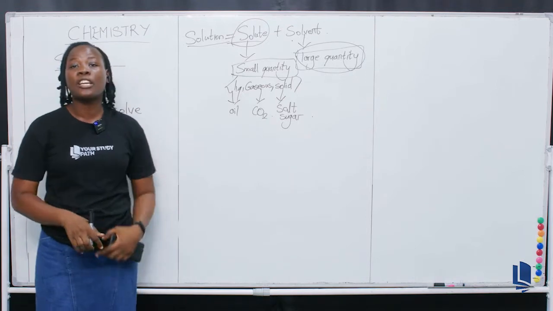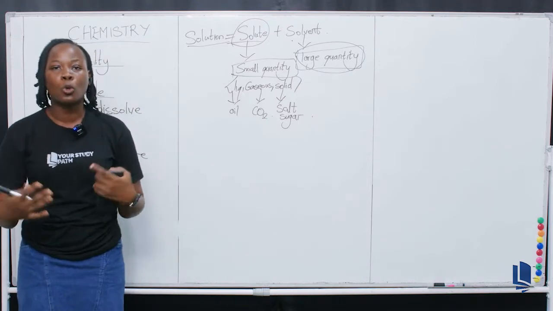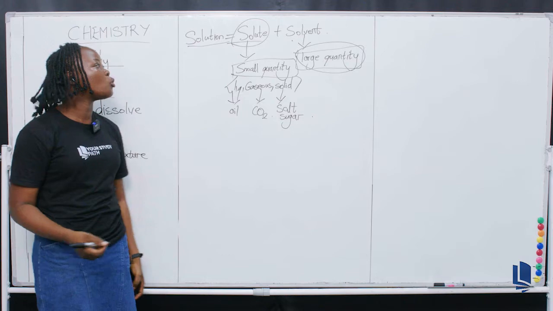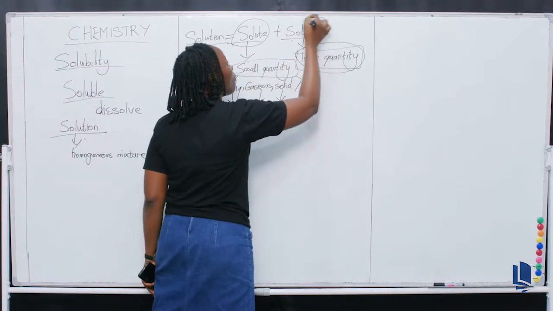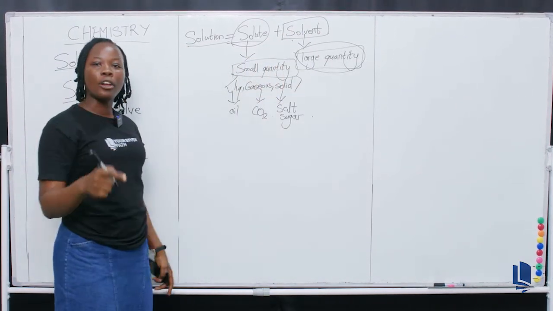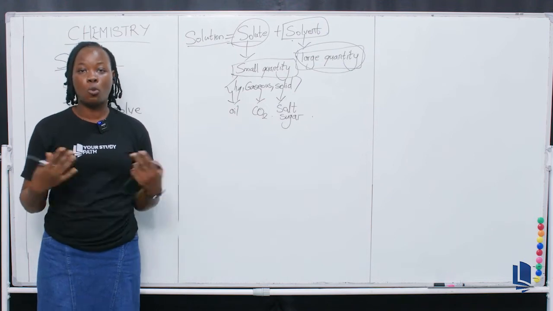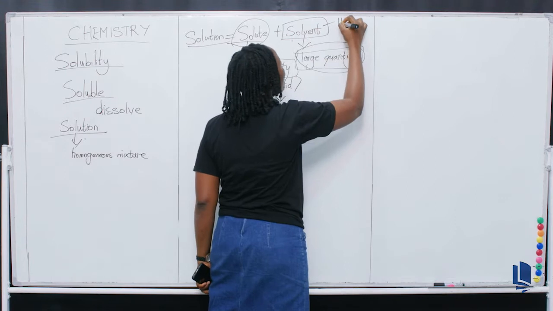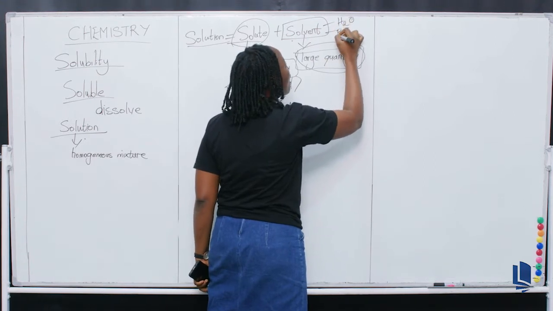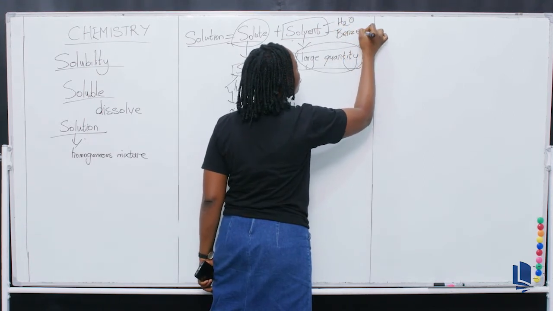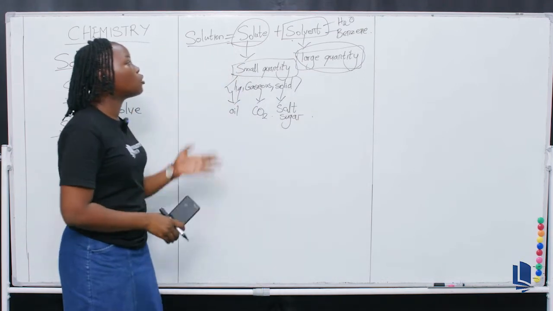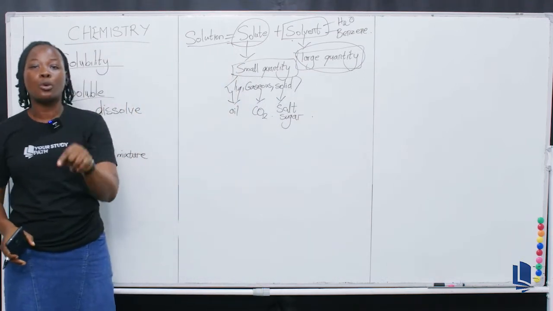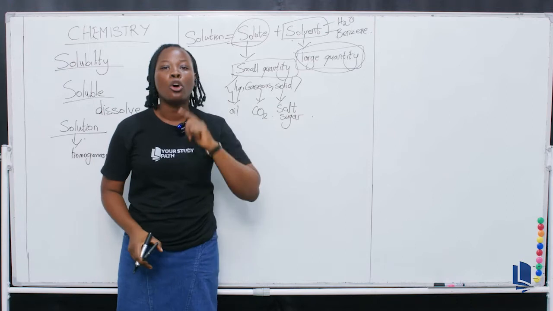So in a solution, there can be more than one solute, but the solvent would only be one. The universal solvent that we all know is water. Benzene is also a solvent, right? So it can either be water or benzene, as the case may be. That means in a solution, we can have more than one solute, but we can only have one solvent.